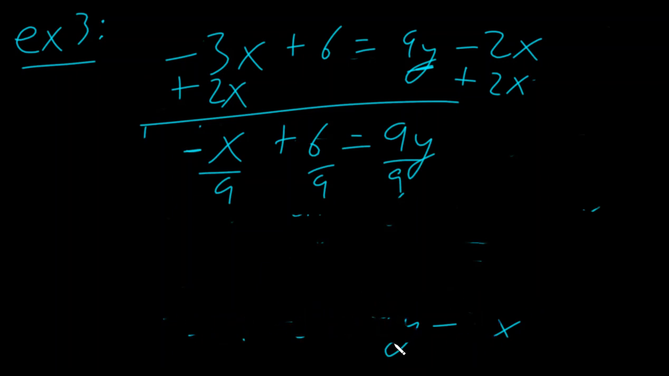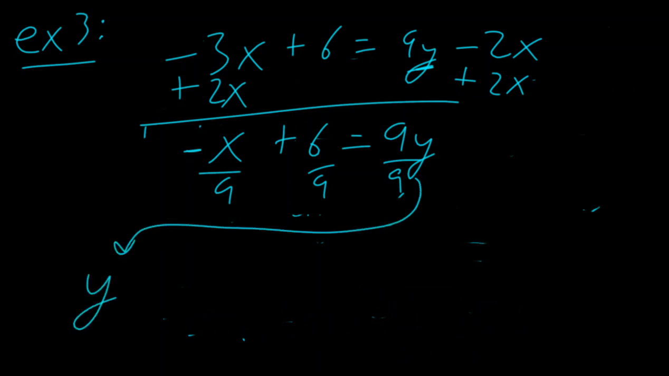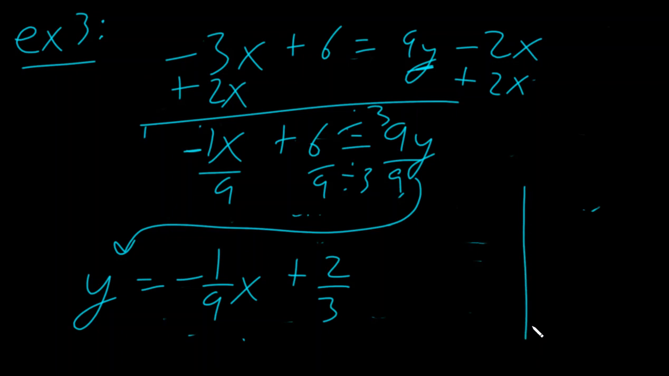I'm going to take my y value and rewrite it on the left-hand side, because that's where our y should always wind up. And we know this is negative 1x over 9, so I can write negative 1 over 9x. And right here, plus 6 over 9, I know they can both be divided by 3, which will give us plus 2/3.